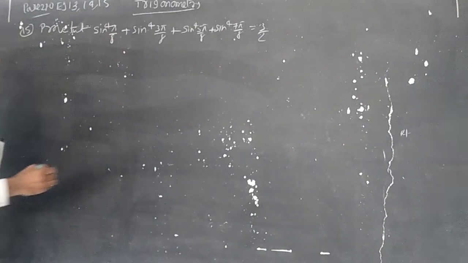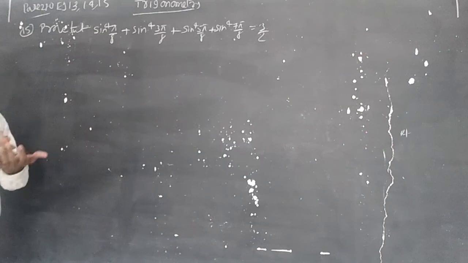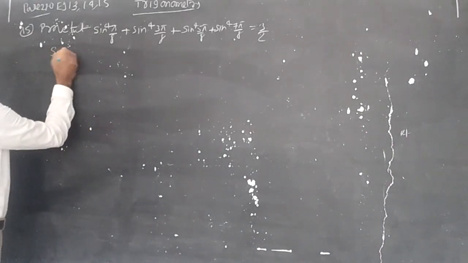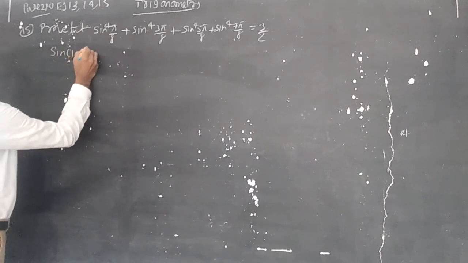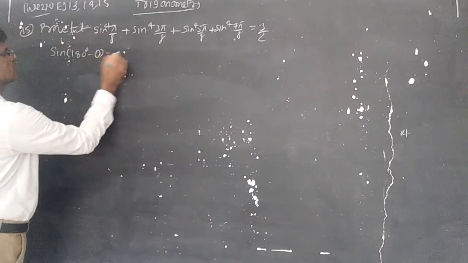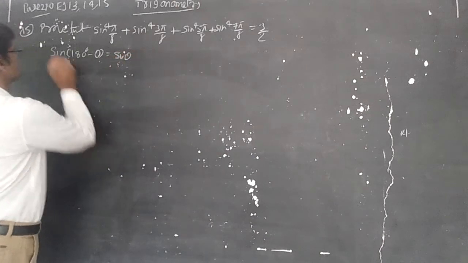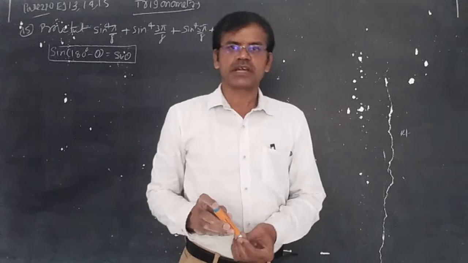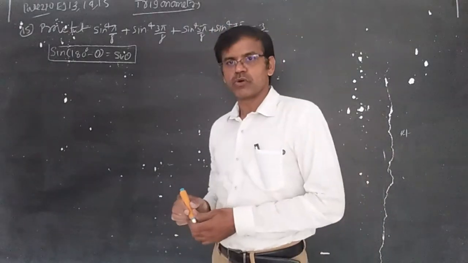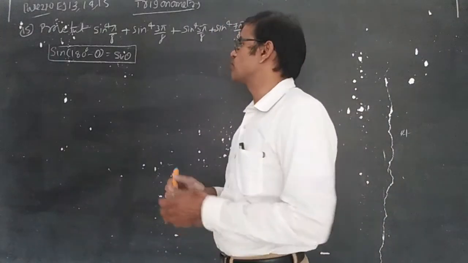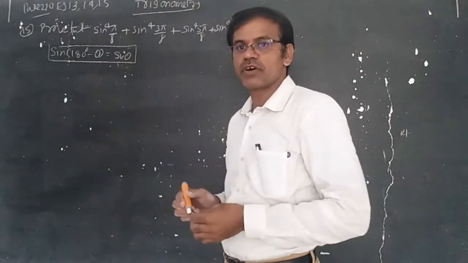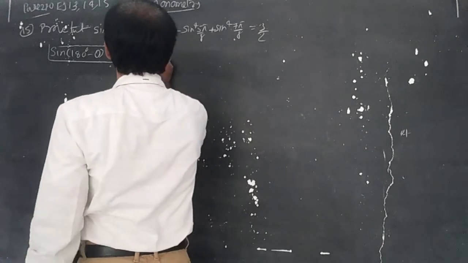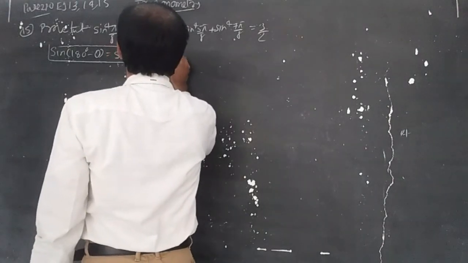Here we have pi by 8. Regarding this sine concept, let us remember the formula that sin 180 minus theta is equal to sin theta. According to the second quadrant concept, sin theta is positive, and in terms of 180 and 360 the trigonometric functions will not change. So simply sin 180 minus theta gives sin theta.